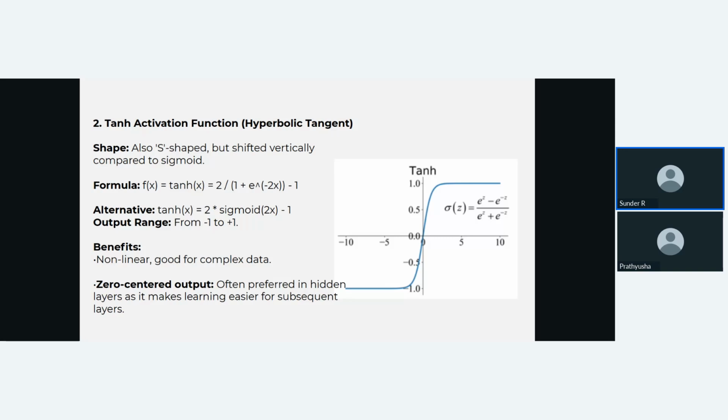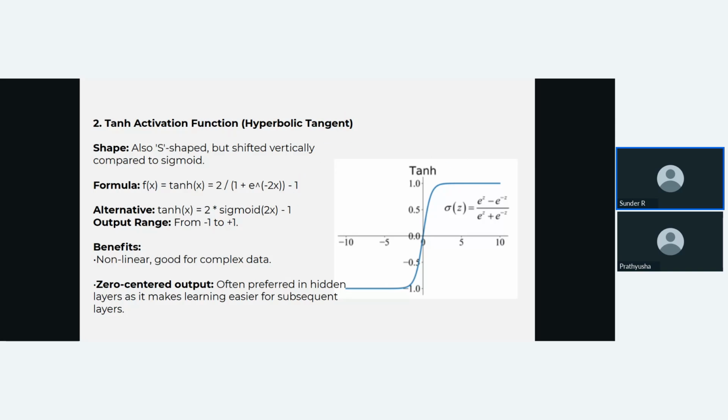Meaning, if you have so many patterns or so many pixels that you are not able to understand them, then you can include this tanh. It is also similar to the sigmoid function. It is clearly shown that it is shifted vertically compared to the sigmoid, and here also the formula changes.